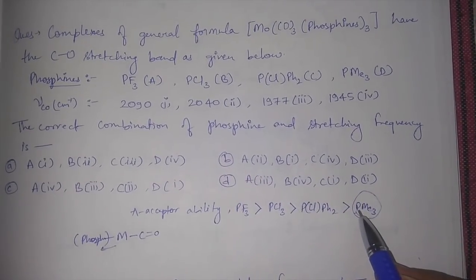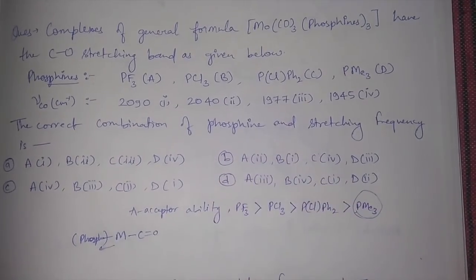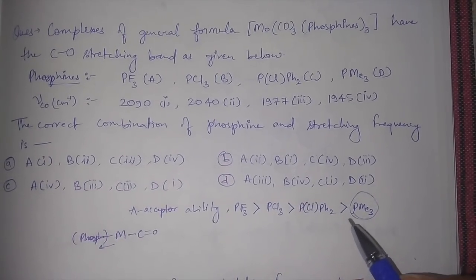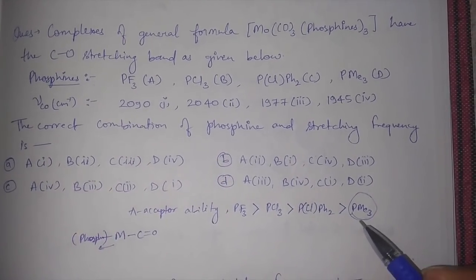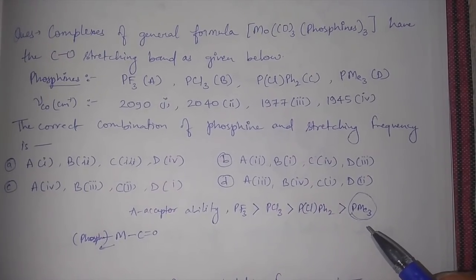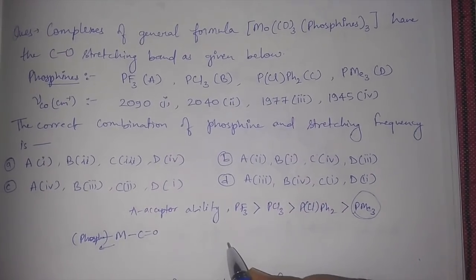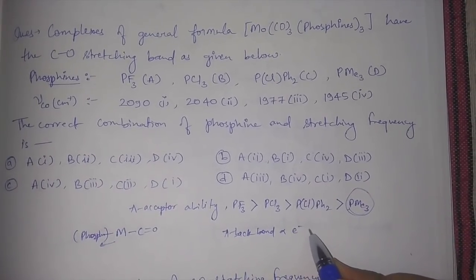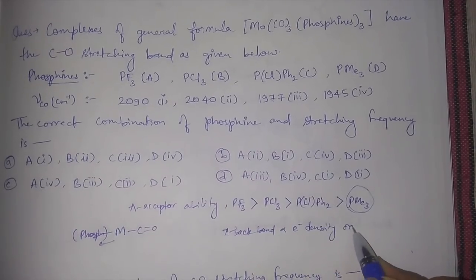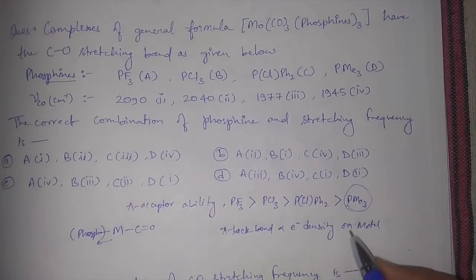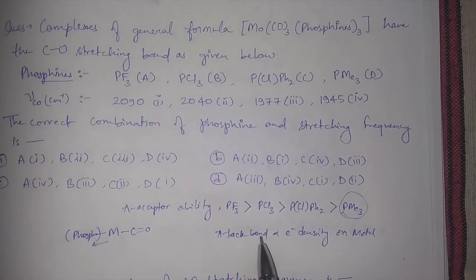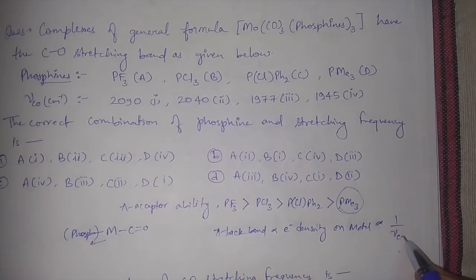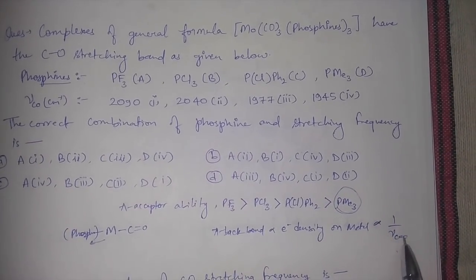So the metal will be comparatively electron rich, the electron density will not be that low. Now if the metal is electron rich, then the pi back bonding will be more, as I told you that pi back bonding is directly proportional to electron density on the metal. Okay, so if the electron density on the metal is more, then pi back bonding will also be more, and the frequency, as I already told you in the last one, is related like this. Then the frequency will be least for this.